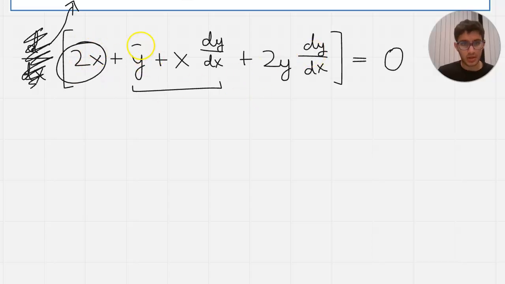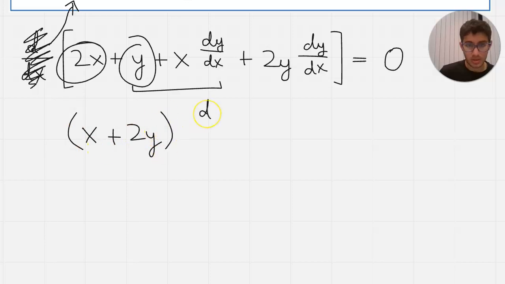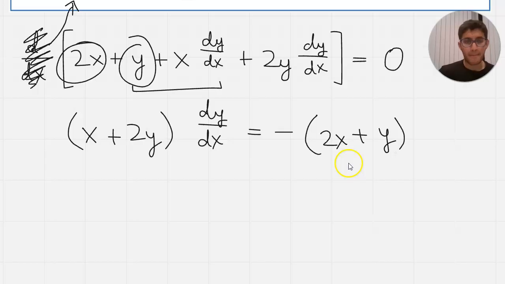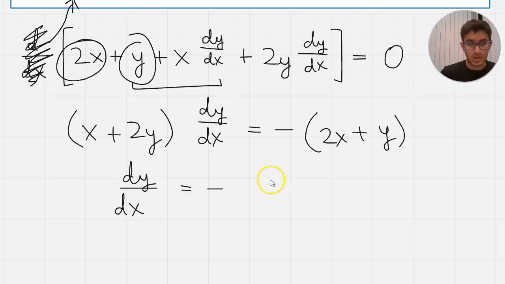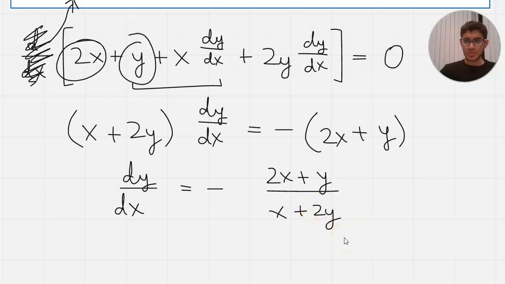Well, this isn't in dy dx, this isn't in dy dx, so let's bring them over to the other side. Then we have x plus 2y on the left hand side times dy dx equals negative 2x plus y. Okay, now with that we've managed to find the value of dy dx. Well, no, we're not there yet. If we divide by x plus 2y, then we will have successfully isolated dy dx, and that'll be negative (2x plus y) over x plus 2y. Okay, first step is done.